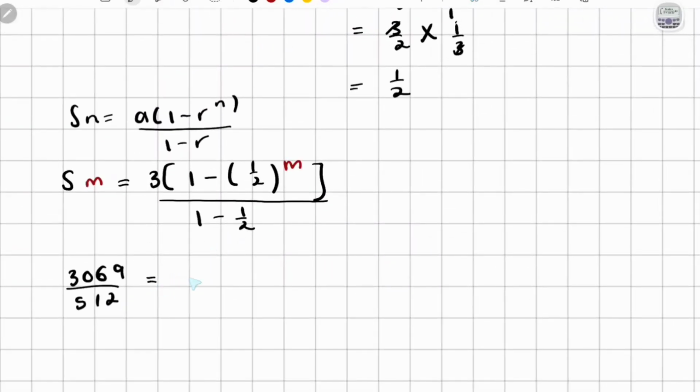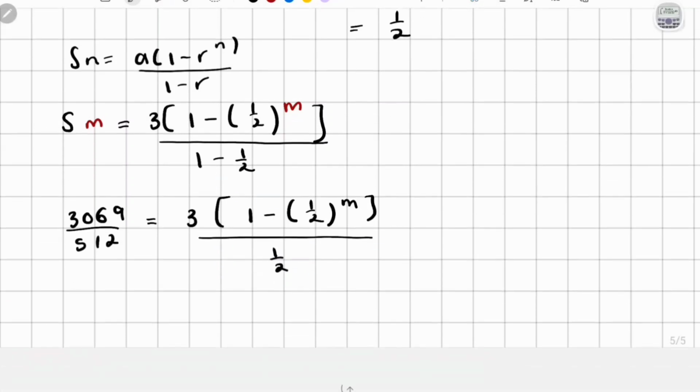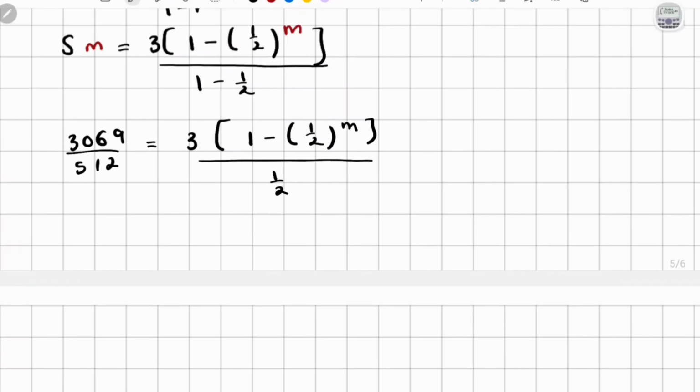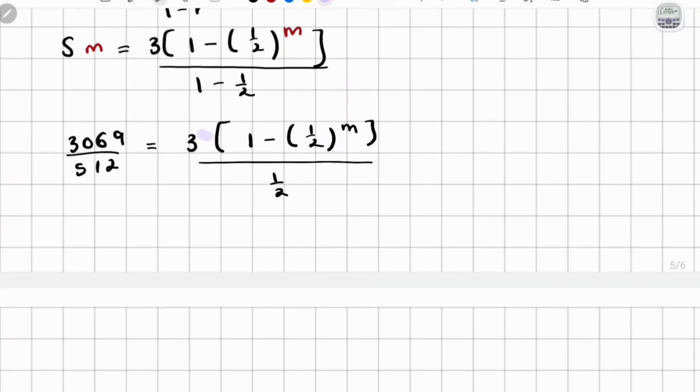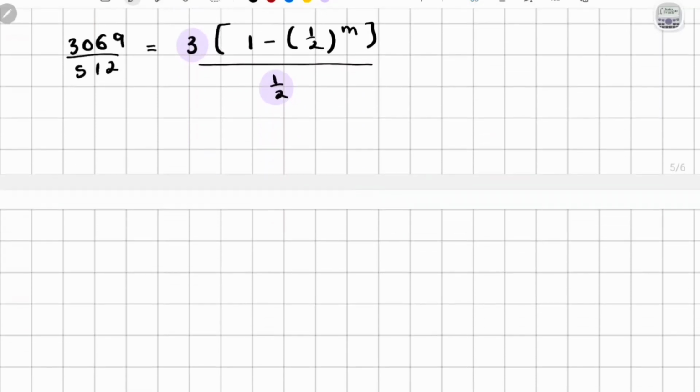But I'm also seeing that on the denominator, I can actually simplify that. So that's just 1 minus a half raised to the power of m all over 1 minus a half, which is a half. Okay, so that is simplified. Then what we can do next is, how about we just say 3 divided by a half and then put that number in front of the bracket. So we still have 3069 over 512 is equal to 3 divided by a half, which would give you 6.